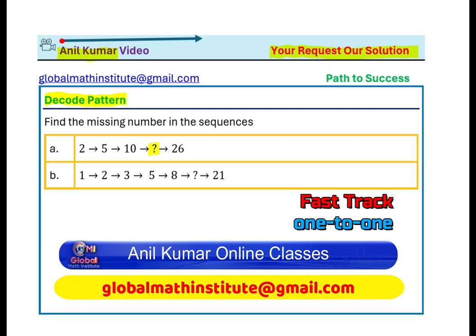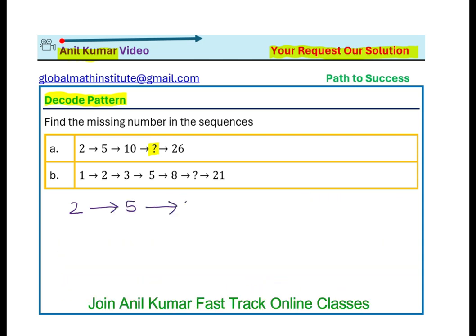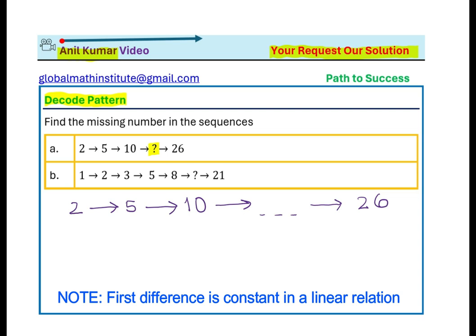So let's look into the first sequence, which is from 2, we are going to 5. Next term is 10, and next is something which we want to figure out, after which we get the number 26. Looking at the patterns, if you subtract 2 from 5, you get 3, and then 5 from 10, you get 5. So it is not constant, so it is a non-linear pattern. That's very clear.